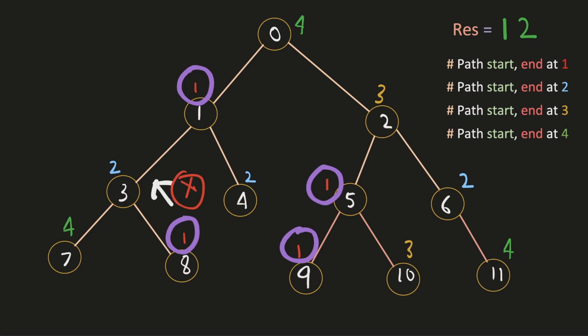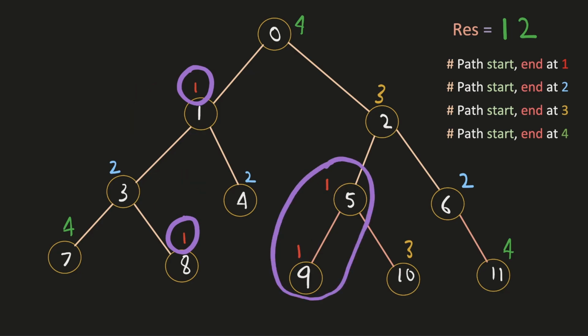Since our starting value is 1, we cannot travel from node 8 to node 3 because its value is greater than 1. Similarly, when we try to travel from node 1 to node 3, we cannot travel because its value is greater than 1. But when we try to connect node 9 and node 5, we see that there is a path between them because there are no nodes in between with a value higher than 1. So we know that these 2 nodes can be connected and there is a valid path between them. Hence we can consider them to be a part of the same group.